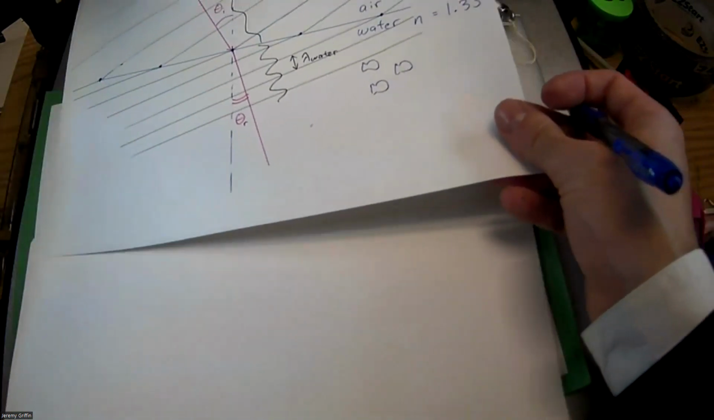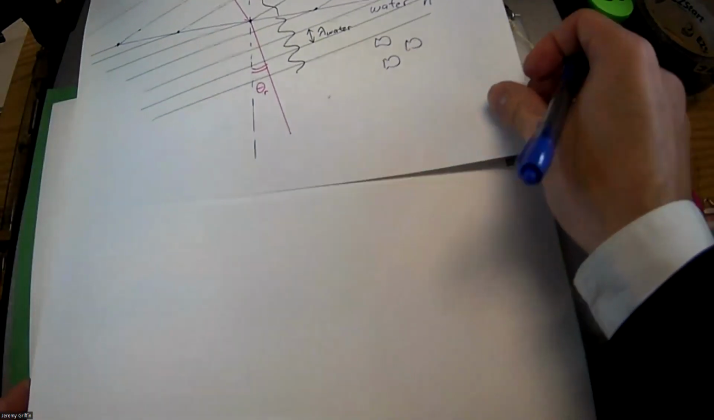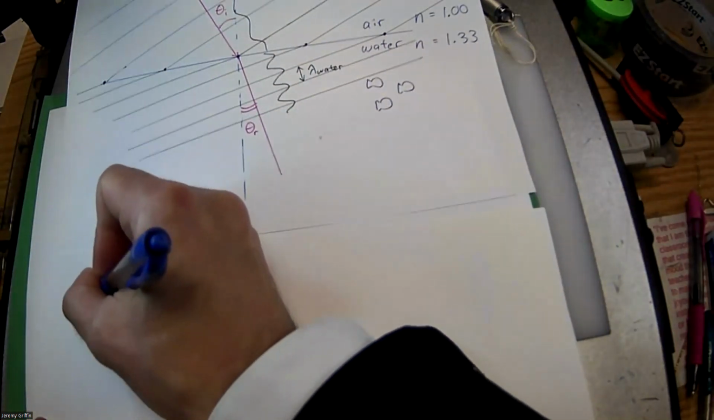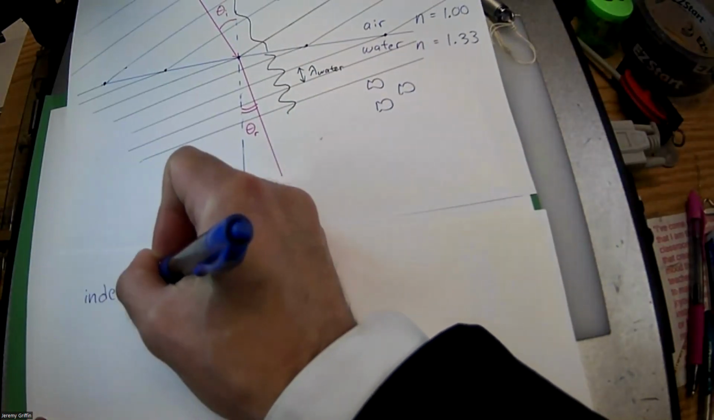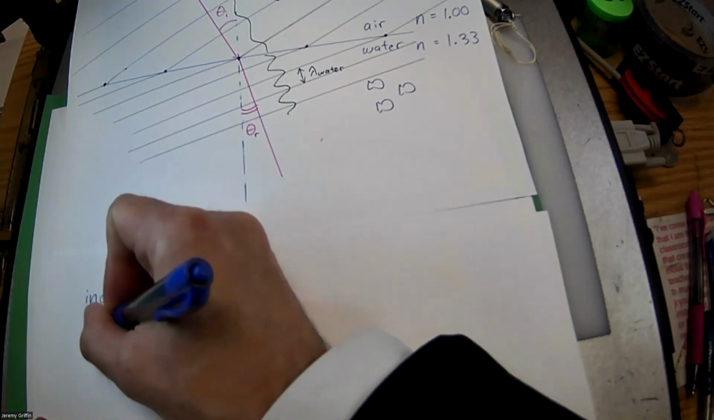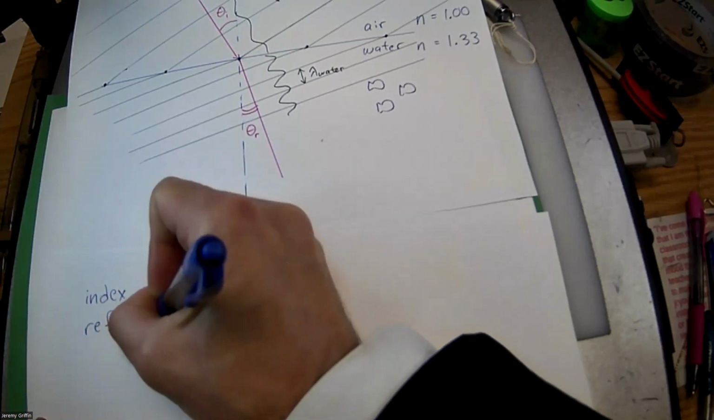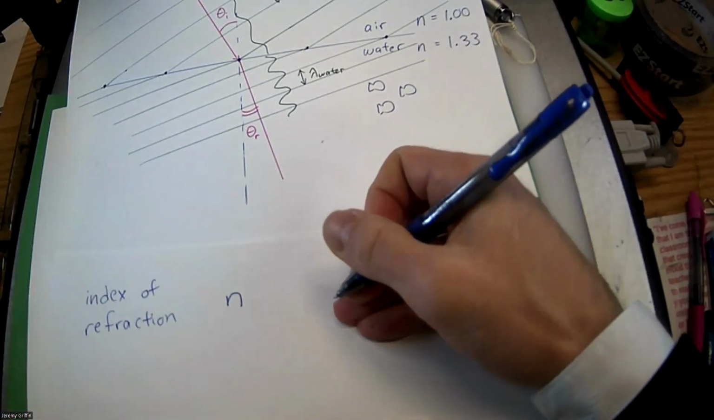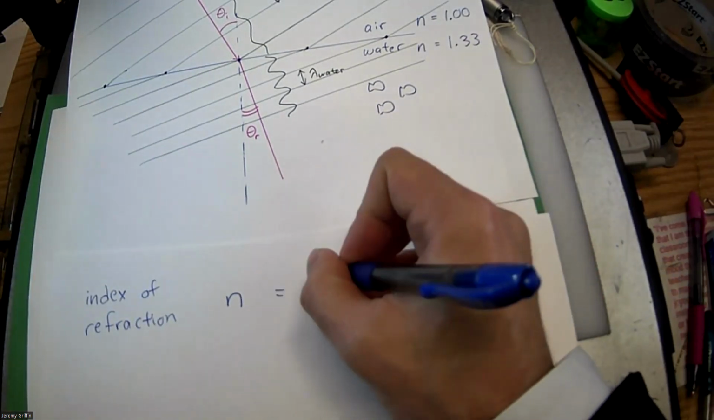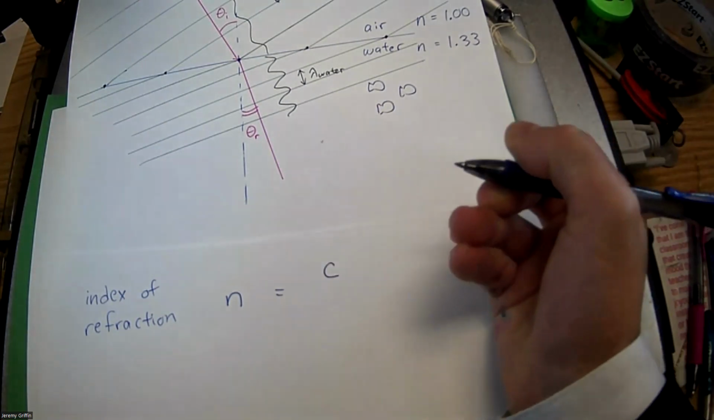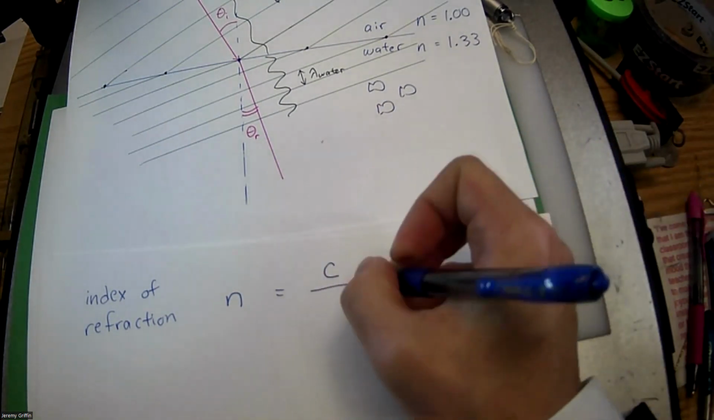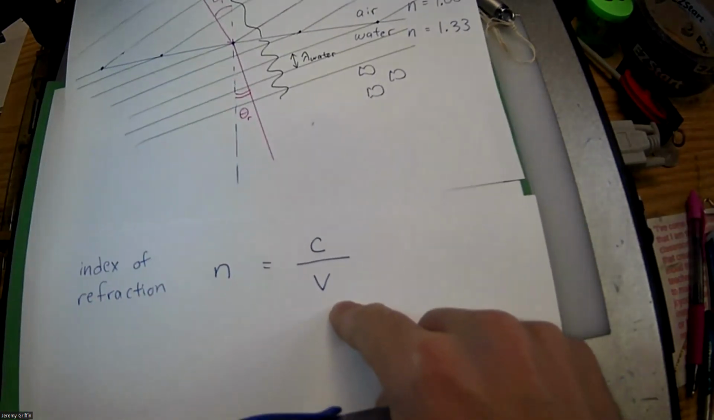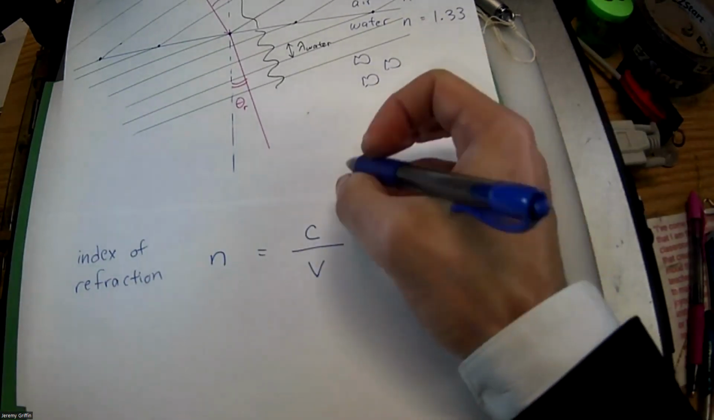I'm going to write that down. Okay, so talking about index of refraction. I'll call that N for index of refraction. And that's equal to the speed of light in a vacuum, which is C, 3 times 10 to the 8 meters per second, compared to the speed of light inside that material, which is going to be slower. Right? Light slows down inside these materials.